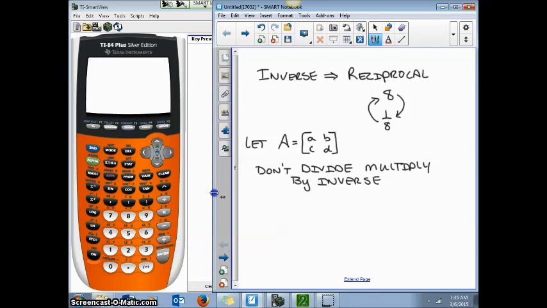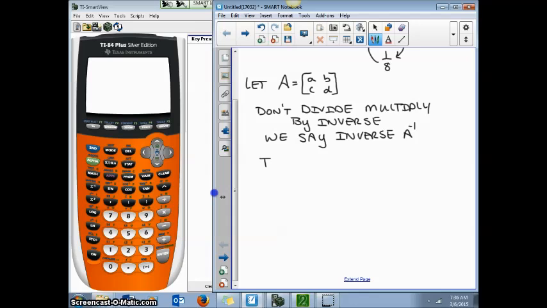So we say that the inverse is going to be called A to the negative 1. Okay, so everybody knows that if I raise 8 to the negative 1 power, that's going to be 1/8. So that's the reason why we say A to the negative 1, because I'm actually going to take this matrix and basically flip it.